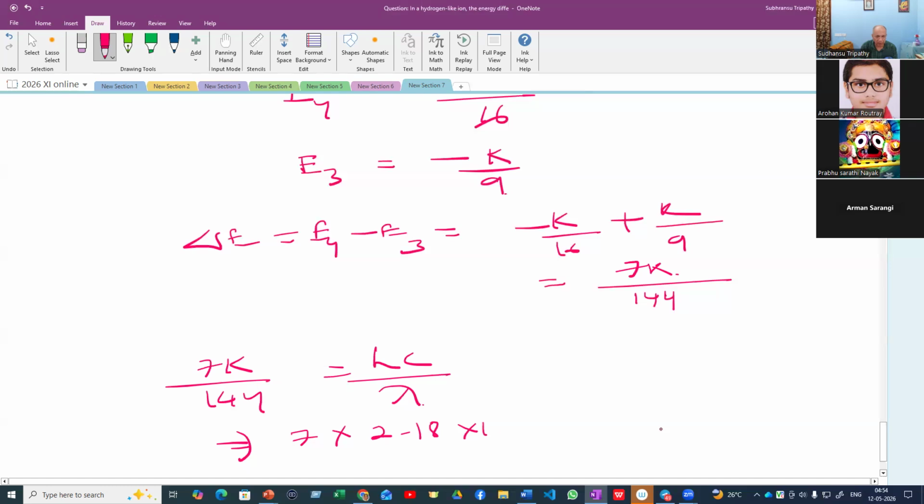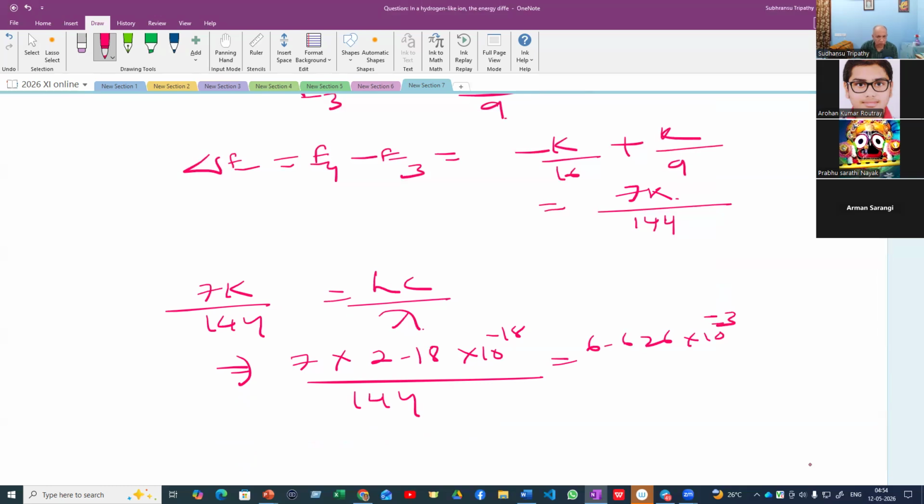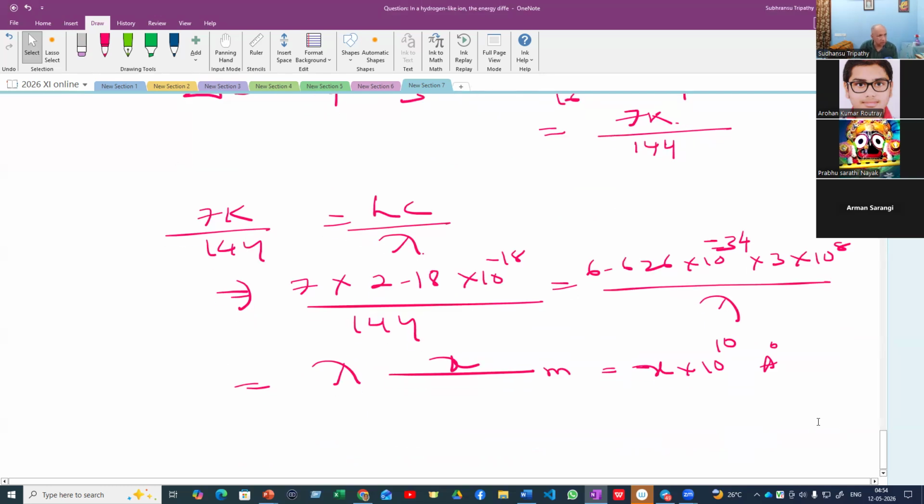2.18 into 10 to the power minus, say, we take joule per atom, divided by 6.626 into 10 to the power minus 34 joule second, times 3 into 10 to the power 8, and lambda. Whatever lambda we get is in meter. So x multiplied by 10 to the power 10 becomes angstrom, because 1 meter is 10 to the 10 angstrom. So what is the angstrom value that you got? So 18750.